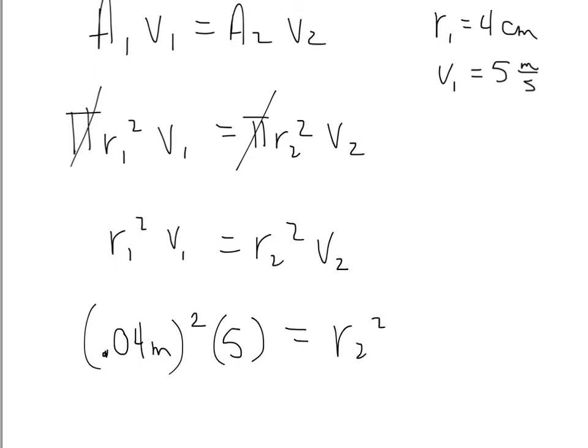What should V2 be? What should it be? Why 10? Somebody else? Why should V2 be 10? You're doubling the velocity. That's the goal. So I could look at this, I could solve for R2 and I can get an answer.